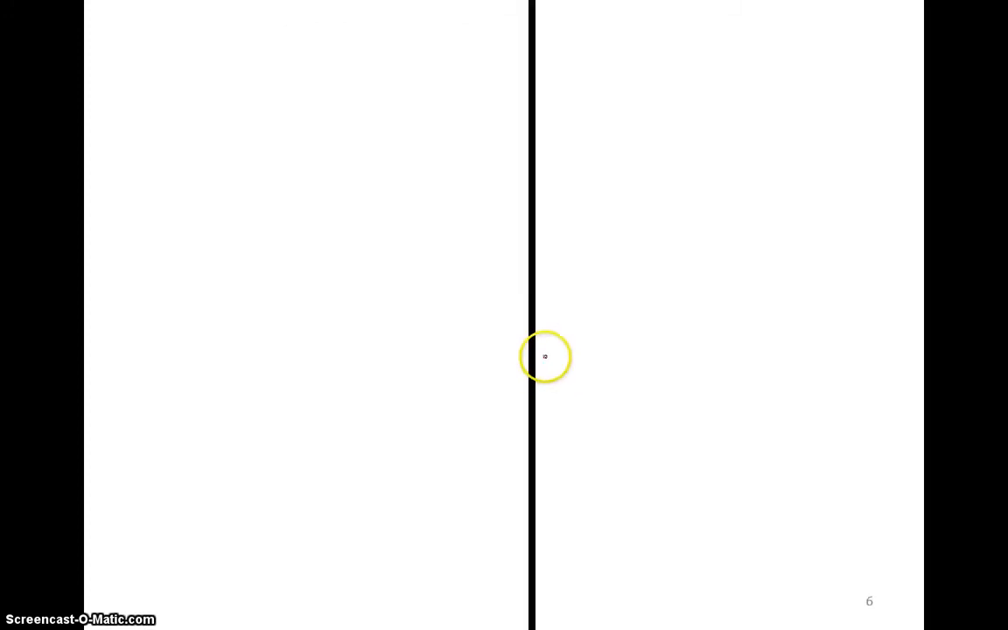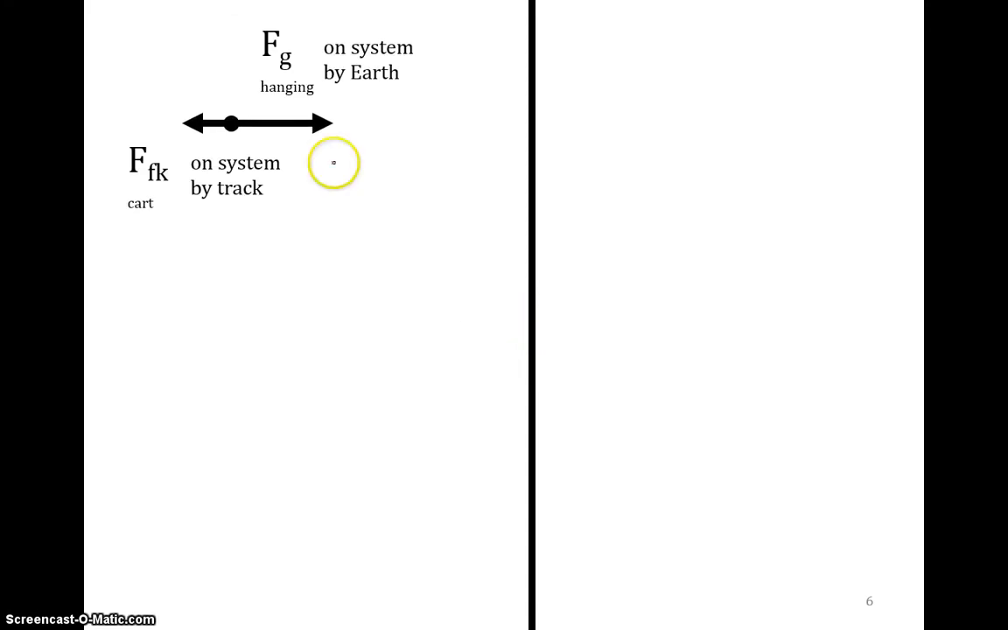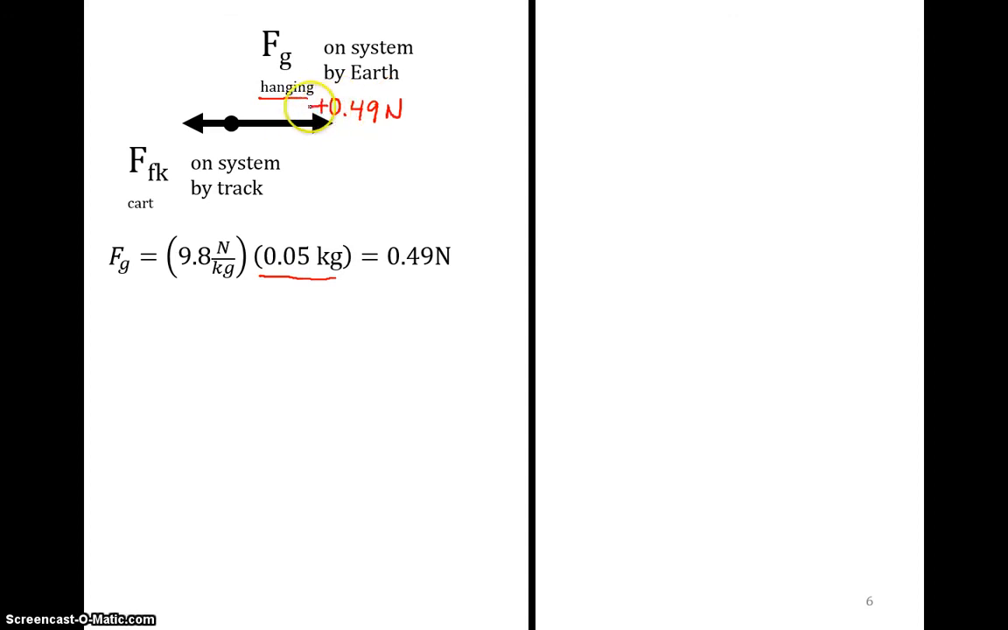All right, let's check your work, or maybe you need some help. So I'm going to start off with the force diagram that has things going horizontally. Again, you can do either one. I'll do both. And I'm going to calculate Fg. Remember, this is Fg on the hanging mass, so that's just 9.8 newtons per kilogram times the mass of the hanging mass, which was 0.05 kilograms, which I said on the last slide. So we get a force of gravity of 0.49 newtons. So this is 0.49 newtons here. And it's going to the right, so we'll say it's positive.